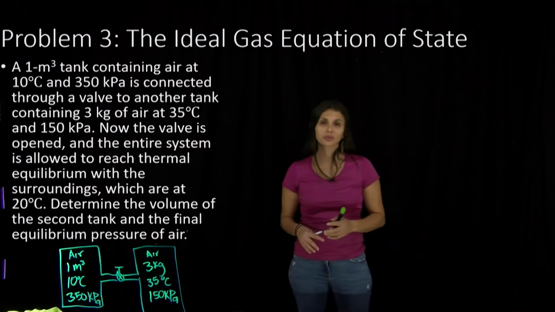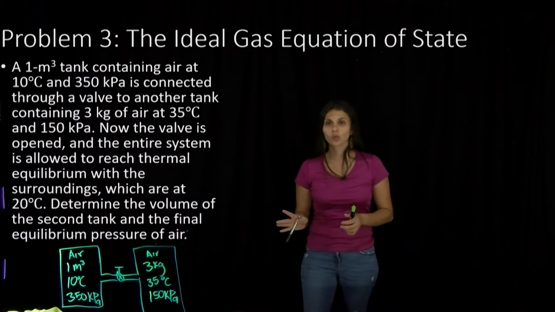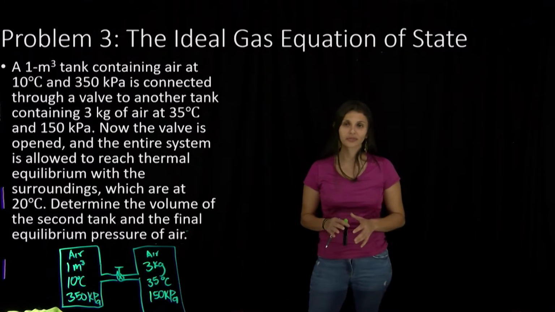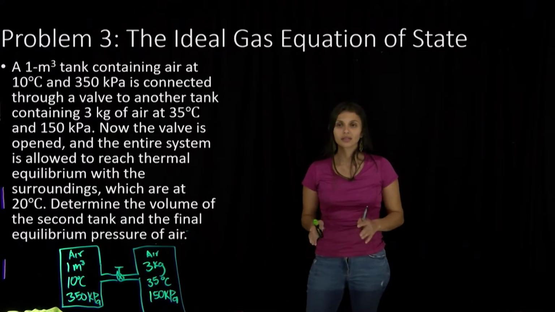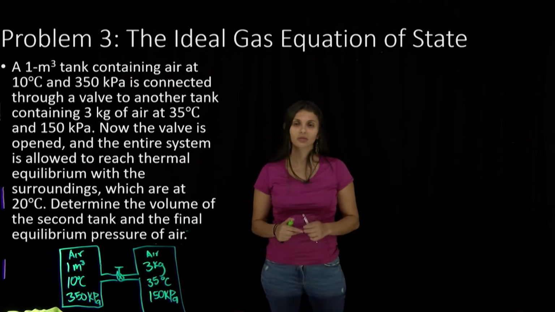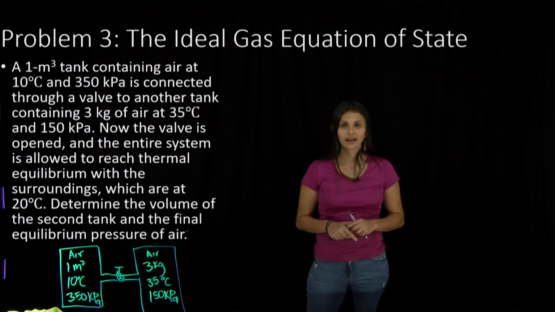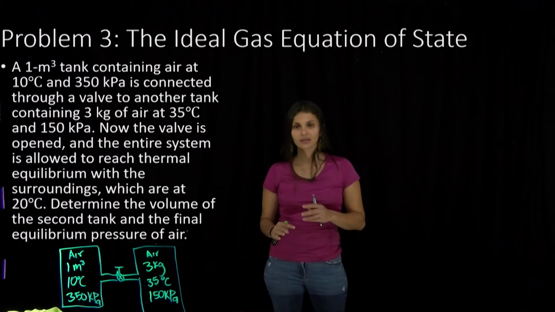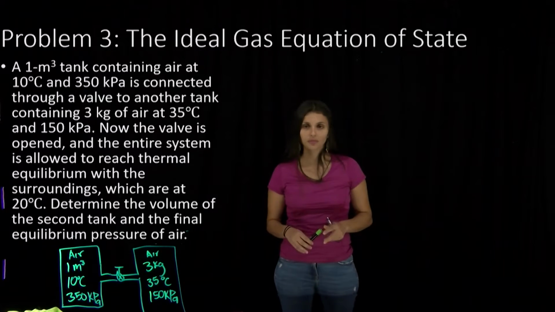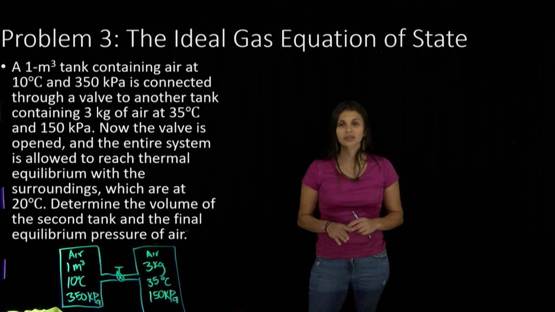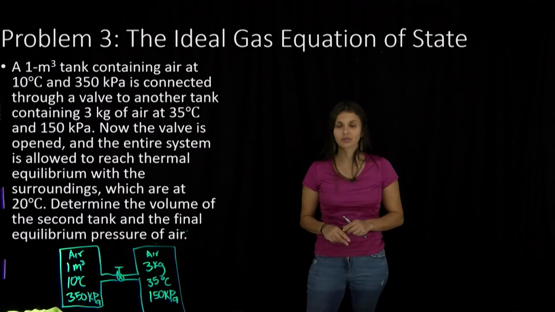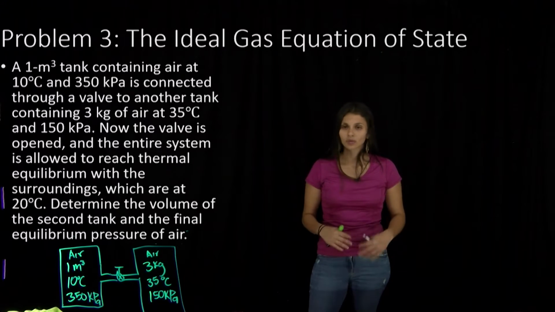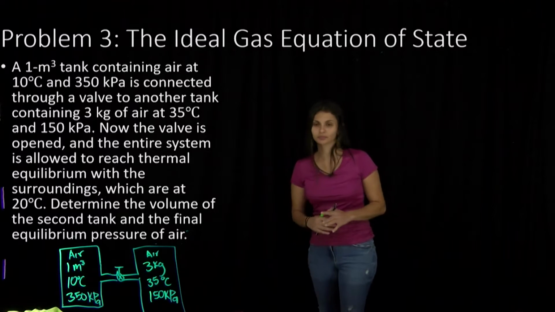Our third problem deals with the ideal gas equation. It says a 1 cubic meter tank containing air at 10 degrees Celsius and 350 kilopascals is connected through a valve to another tank containing 3 kilograms of air at 35 degrees Celsius and 150 kilopascals. Now the valve is opened and the entire system is allowed to reach thermal equilibrium with the surroundings, which are at 20 degrees Celsius. Determine the volume of the second tank and the final equilibrium pressure of the air.